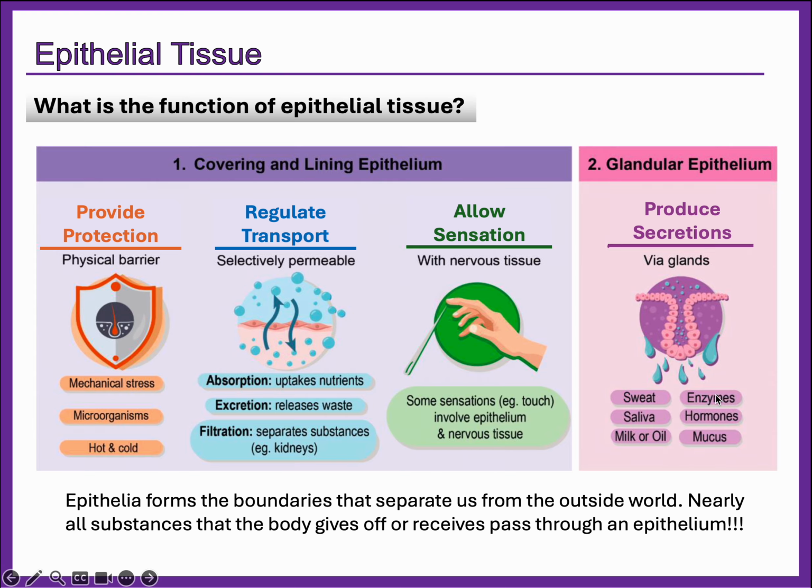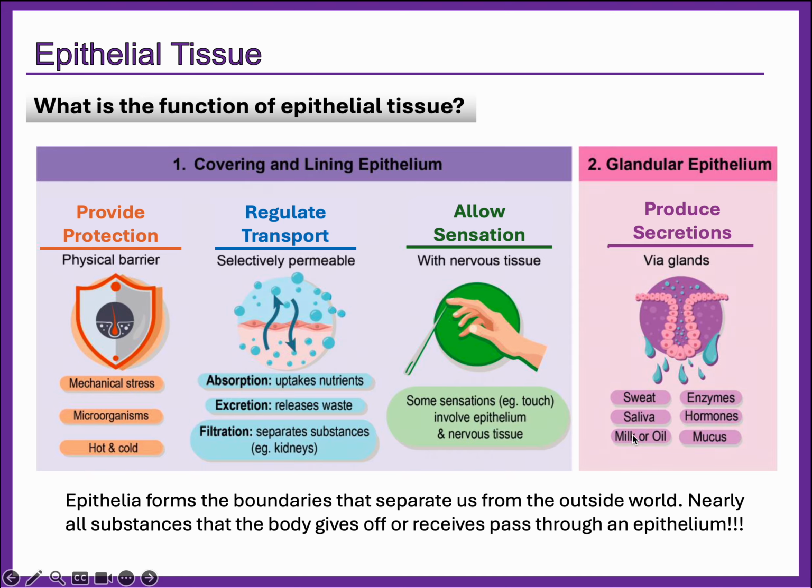It could be enzymes, like the pancreas has some glands that make pancreatic enzymes. Or let's say the salivary glands make amylase, which breaks down starch. Saliva, right? Hormones, different, actually, the pancreas again makes some insulin and glucagon that we saw.